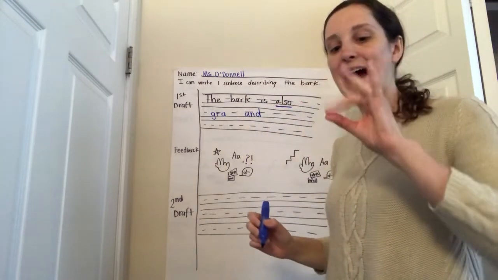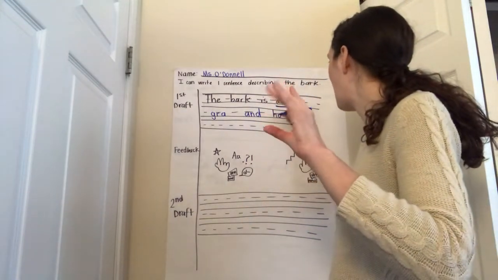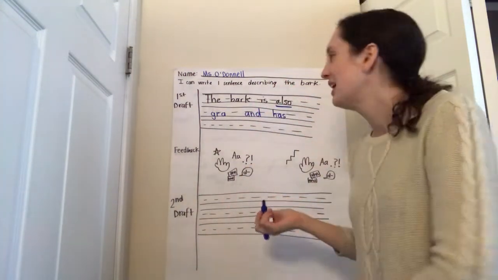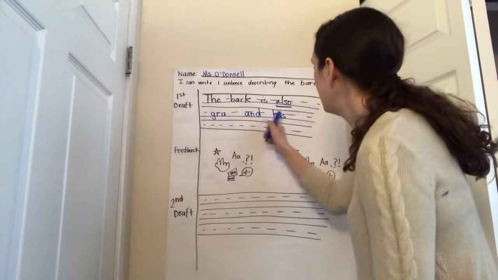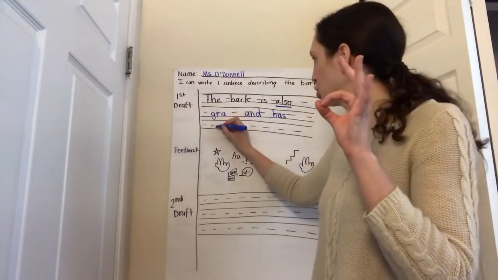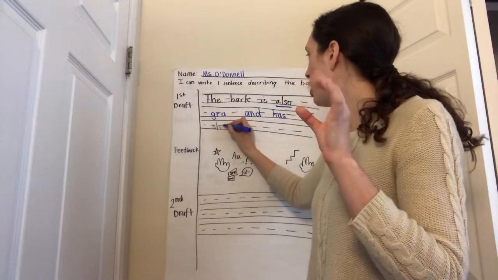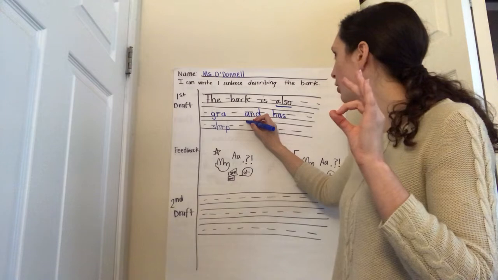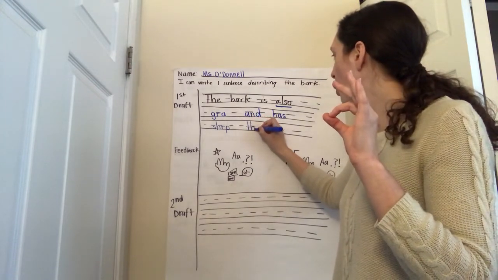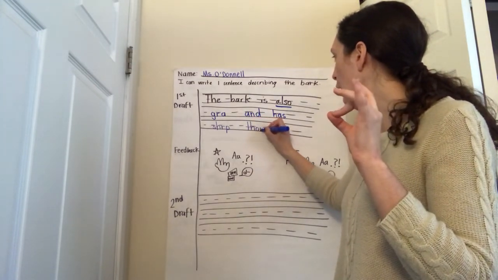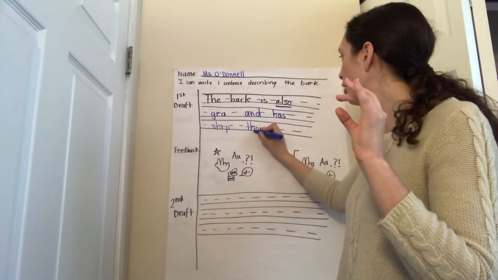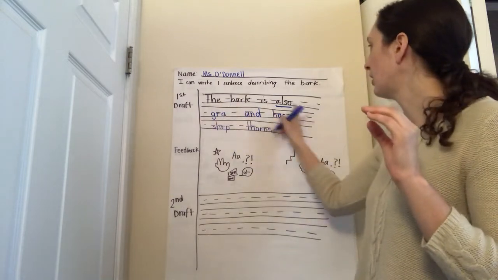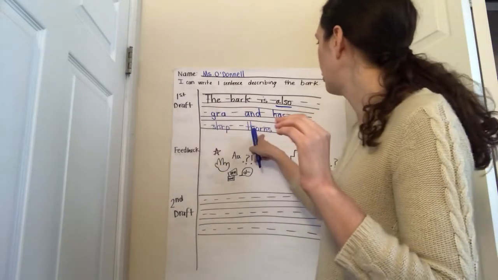has, oh, that's one of our sight words too. The bark is also gray and has sharp, sharp thorns. Thorns. The bark is also gray and has sharp thorns.